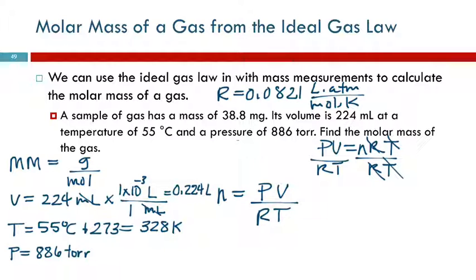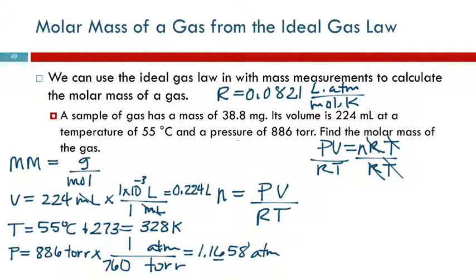And then torr, we need to convert to atmospheres. So we'll multiply by atmospheres and we'll divide by torr. And the relationship here is the same as for millimeters of mercury. 1 atmosphere is equal to 760 torr. 886 divided by 760. This pressure will have 3 significant figures. So there's my 3, and then I'm going to keep 2 extras. That would round up to an 8. That would be atmospheres.